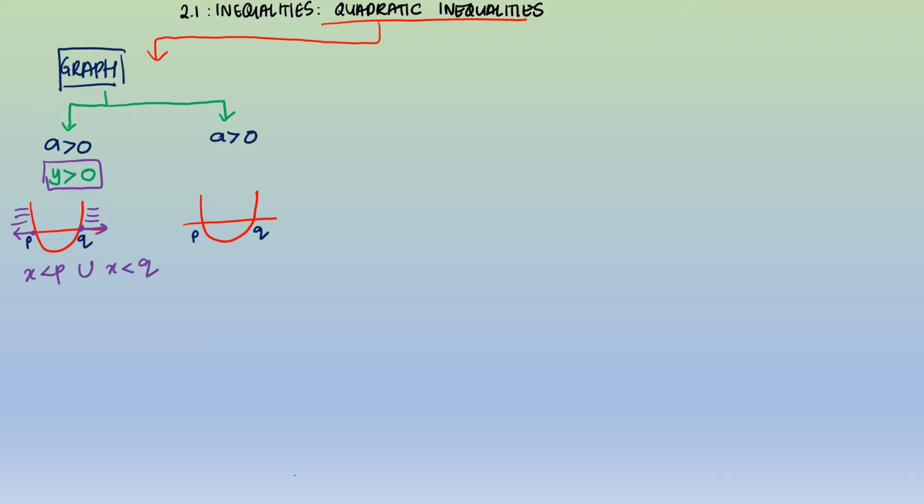Now if your quadratic inequality is less than 0, your solution will lie between, like this one. So your final solution is x greater than P and less than Q. That is what you need to know for using the graph method.